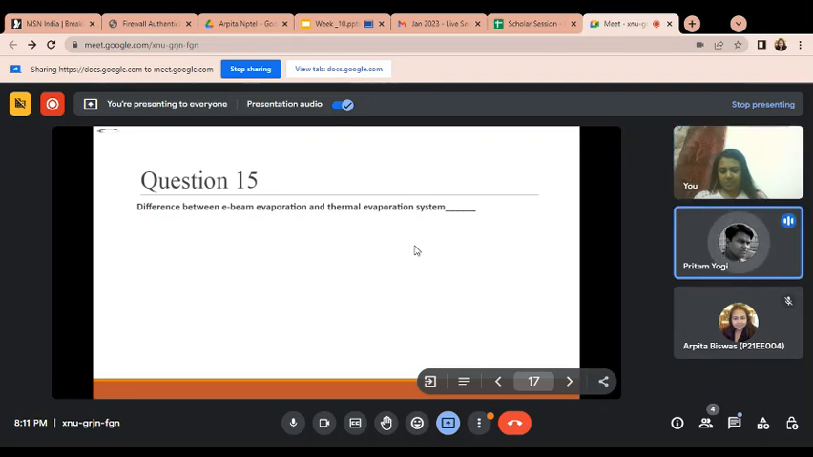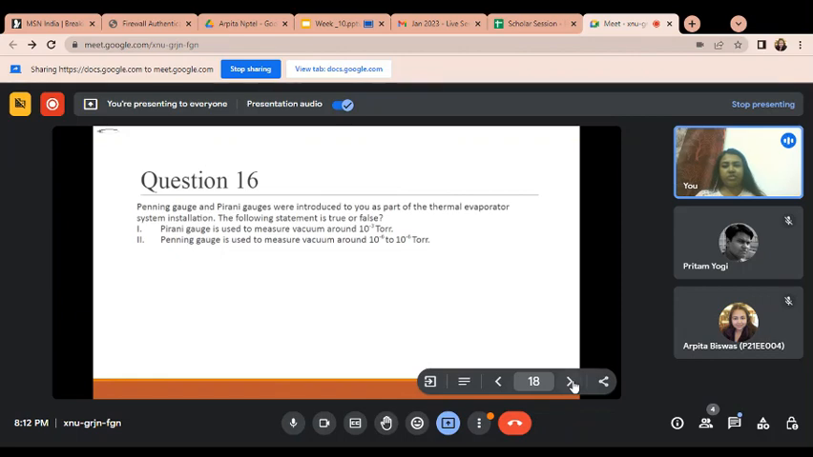Suppose we want to deposit any material. In E-beam we use the electron beam to heat that material layer for evaporation, and in thermal we use the current to melt and evaporate that metal. And you already discussed in the last question the boat and crucible. Yes.